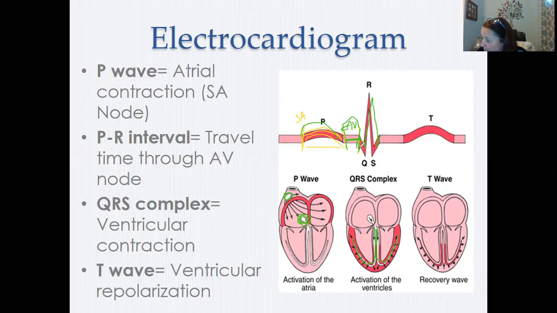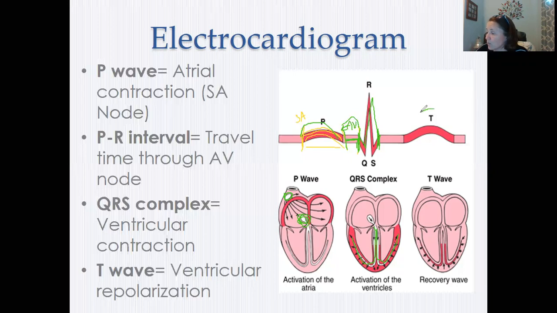And so from the beginning of the QRS complex to the end of the QRS complex is going to represent the amount of time that it takes for the electricity to get through the ventricles.